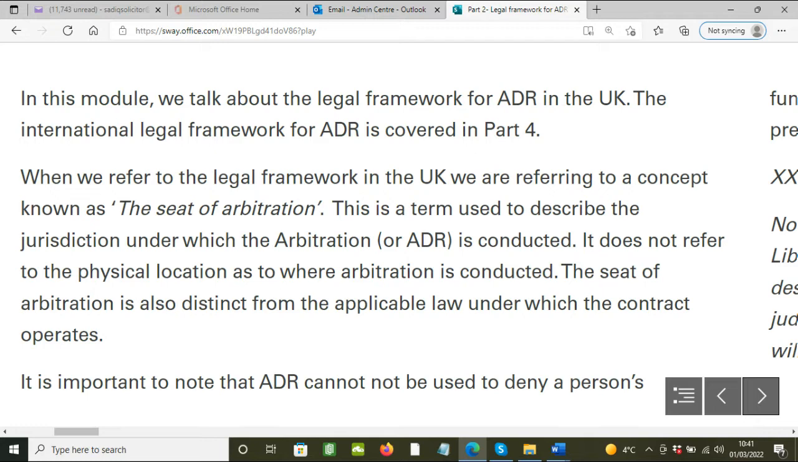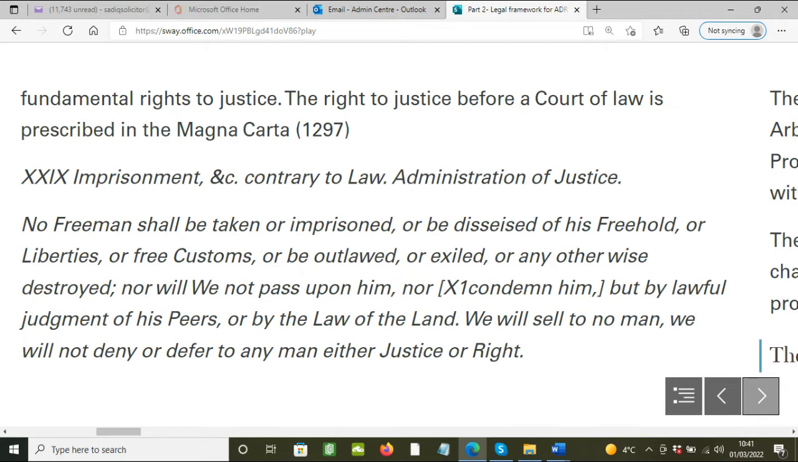It is important to note that ADR cannot be used to deny a person's fundamental rights to justice. The right to justice before a court of law is a right prescribed in the Magna Carta in 1297.